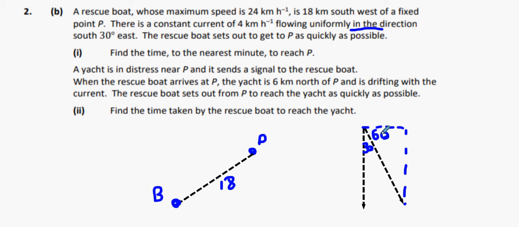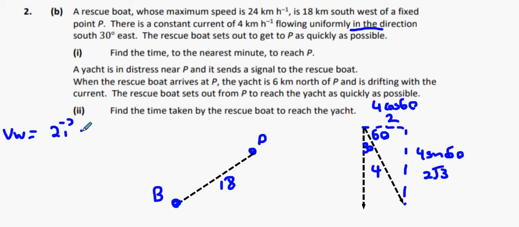We're good. And it's 4 kilometers an hour, isn't it? So I'm going to do 4 cos 60 and 4 sin 60. 4 sin 60 I think is 2 root 3, and 4 cos 60 is simply 2. So the velocity of the water, is that what I'm looking for? Velocity of the water is 2i minus 2 root 3 j. You all cool with that, guys?